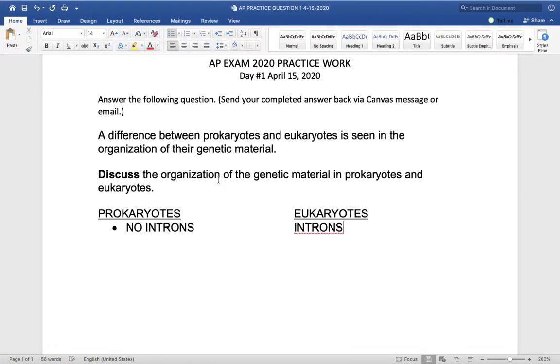Hey AP students, today I want to go back to our first review question and go over the answer and what the College Board would be looking for when you did an FRQ over a question like this. The difference between prokaryotes and eukaryotes is seen in the organization of the genetic material. Discuss the organization of the genetic material in prokaryotes and eukaryotes. And the College Board would have been looking for at least 4 different things that you needed to come up with to get the full points for an FRQ like this.